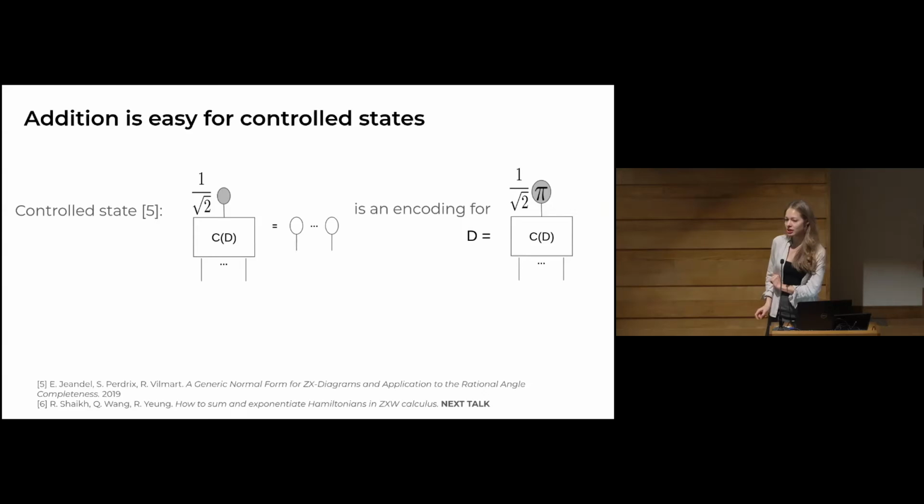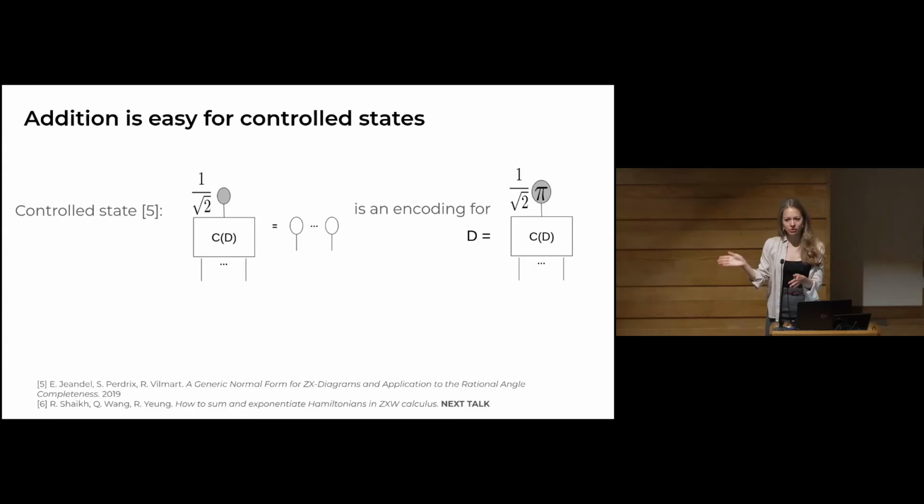These diagrams were called control states in the work of Jeandel, Perdrix, and Vilmart. Basically, a control state is a diagram with one input and n outputs. If you plug zero, like the red empty spider, you're going to get a uniform superposition times some constant. But if you plug one, you're going to get some diagram. What we say is that a control diagram encodes this state that you obtain by plugging one inside of it. The concept of control state is also developed in the talk you're going to see next. It's a slightly different definition.